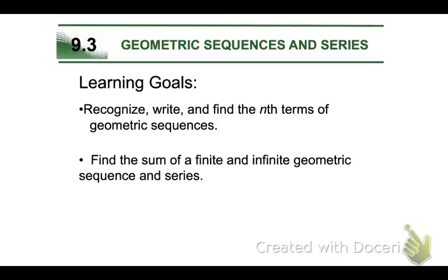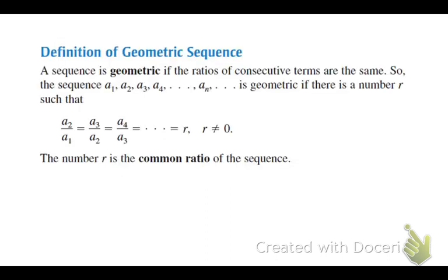Okay, 9.3, geometric sequences and series. Arithmetic were addition, subtraction. Guess what geometric is? Multiplication, division. And we're just going to say multiplication because we're going to multiply by a fraction. But it's the same thing. So we don't have common differences. We have common ratios now. So a geometric sequence has a common ratio.